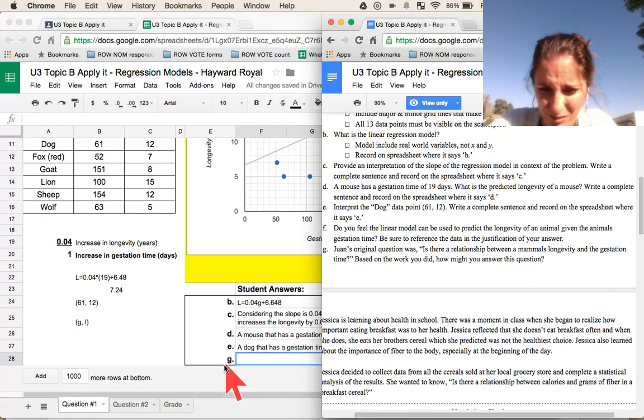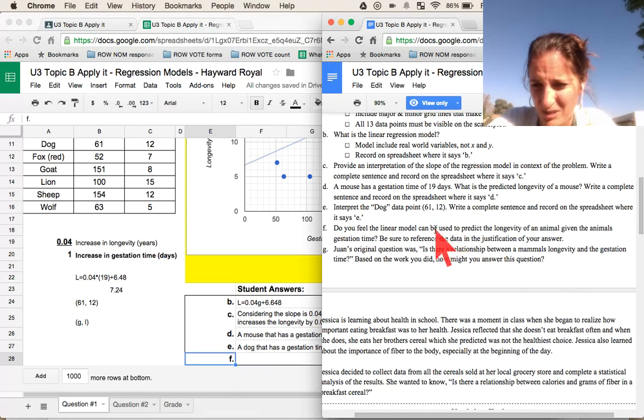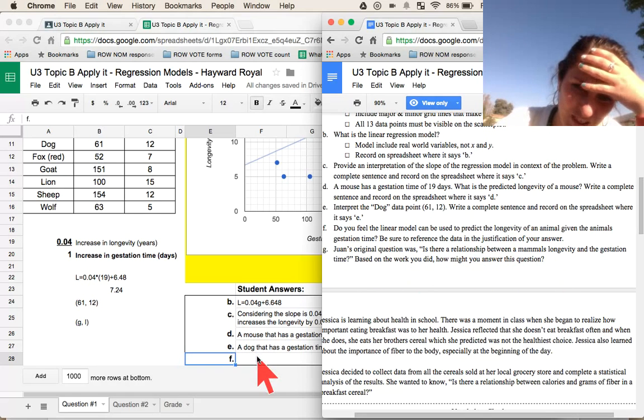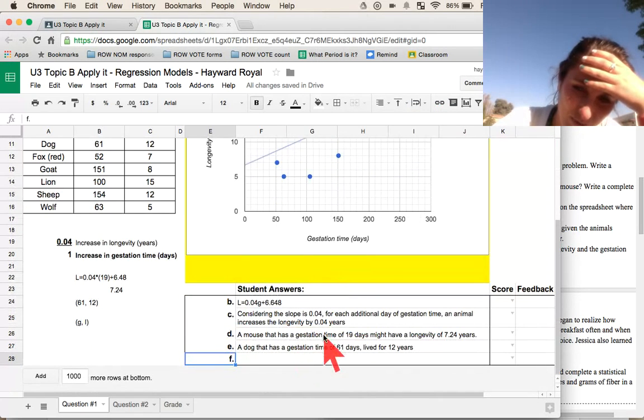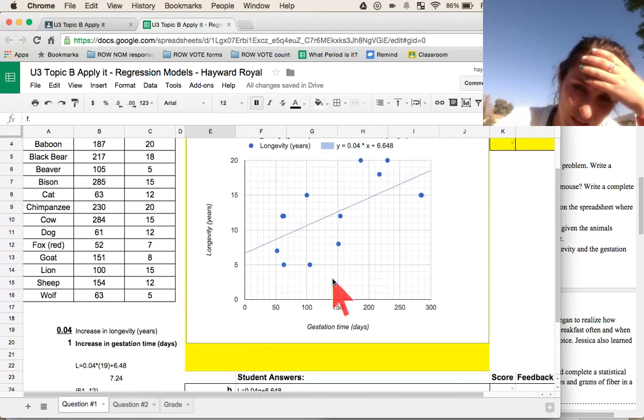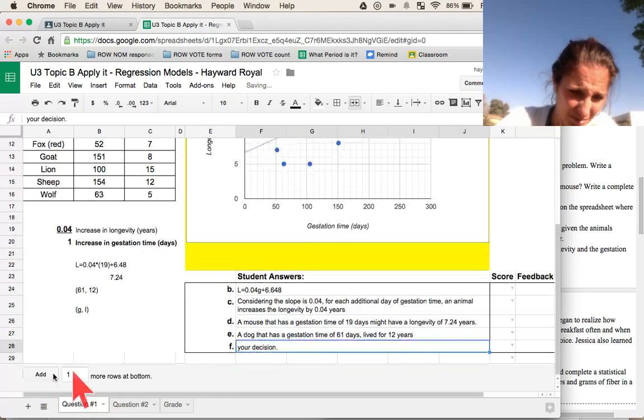Oh, this doesn't say F, does it? Do you feel the linear model can be used to predict the longevity of an animal given the gestation time? So now I need to generalize things. Do I feel like this model is good to predict things? A dog, for example, with a gestation time of 61 days lived for 12 years. You make your guess based on where this is at. This is absolutely your decision. We're going to continue to develop this concept over time. I'm going to add one row at the bottom so that I can answer G.